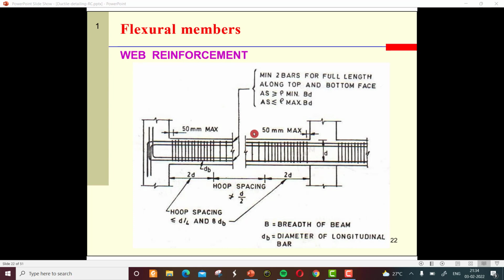So this shows the reinforcement detailing for the beam column. You have the column here and the beam spanning between the columns, with enough development length, and the web reinforcement is also given as shown in this figure. Minimum two bars are provided for the full length along the top and bottom face, and the hoop spacing should be less than d by 4 and 8 times the bar diameter. All those things are detailed in IS 13920 also.